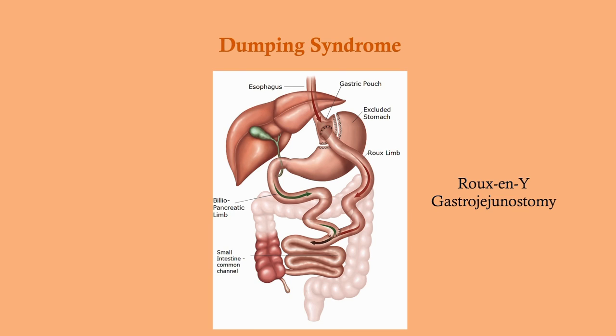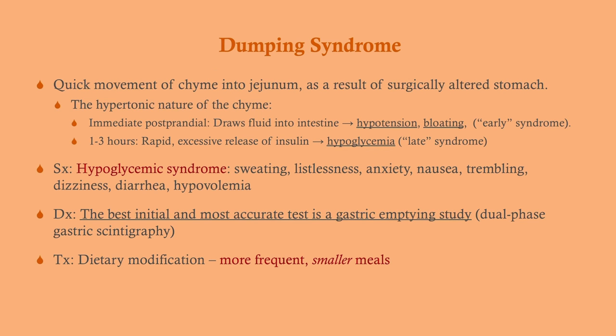And one of the complications of this is dumping syndrome. So what is dumping syndrome? Dumping syndrome is where the stomach just throws way too much chyme into the duodenum all at once. And the duodenum's like, whoa, what's going on here? I got all this stuff. I'm going to just flood the blood with insulin. That's a problem. Okay, so what happens right away?